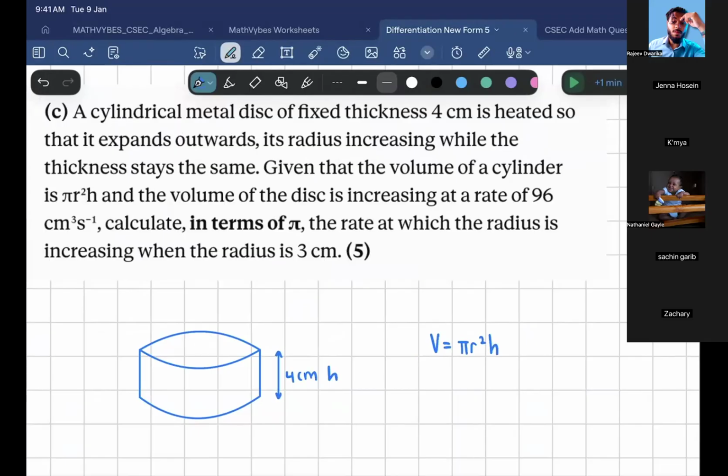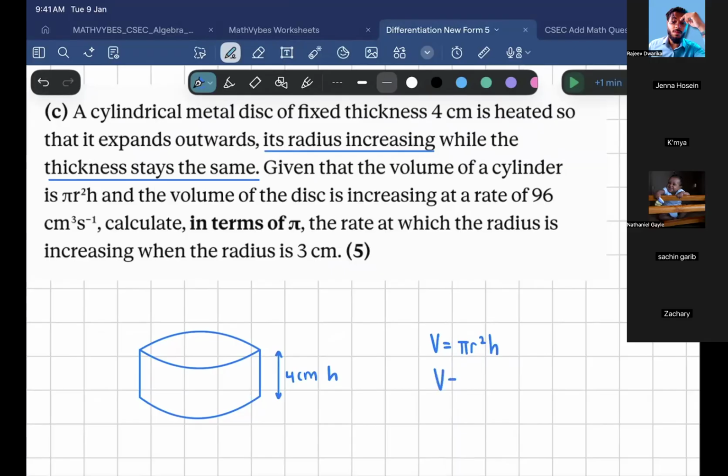The radius? You sure? No, not the radius. It's constant. The height. Remember, they're saying its radius is increasing, the thickness stays the same. If the thickness stays the same, which quantity here is actually a constant? The height. Exactly.